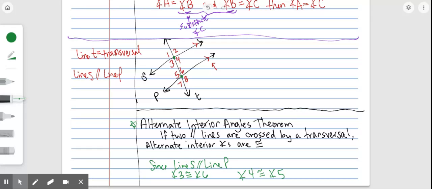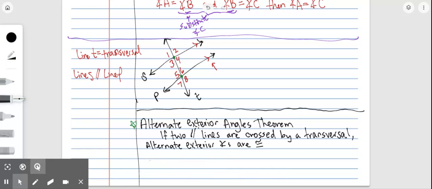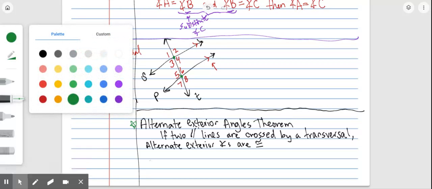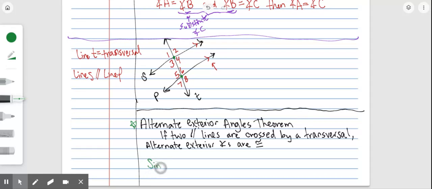All right, so just like last time, I'm going to erase the alternate interior angles theorem, write the other theorem, and then do the next work with the next theorem. All right, so the alternate exterior angle theorem said that if two parallel lines are crossed by a transversal, then alternate exterior angles are congruent. So we're going to do our statement again. Since line S is parallel to line P, we've got the beginning of this alternate exterior angle theorem. We can say that alternate exterior angles are congruent.